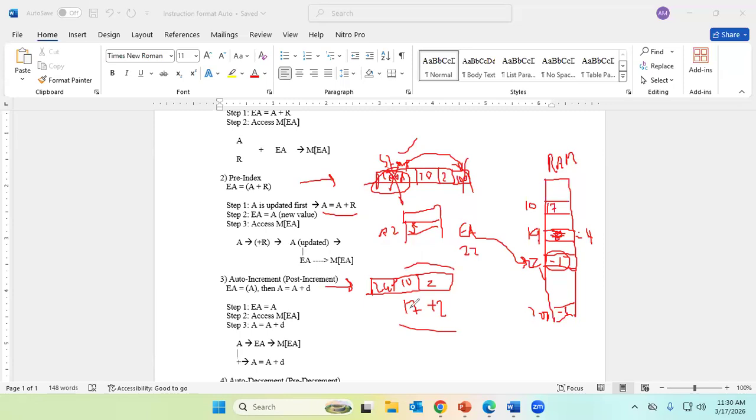So my job here and here actually is to get the effective address. Are you okay? In here, the effective address is 19. Here, the effective address for this is 22. And here, the effective address, EA, is 19.